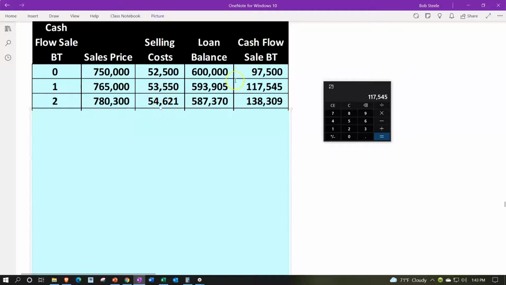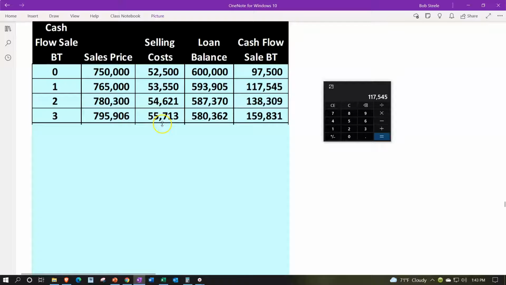So if we didn't sell it in year one, but instead sold it in year two, holding on to it another year, then we're imagining the sales price goes up by another 2% from 765 to 780,300. Costs of selling, we're going to say now increase, 7% of that, 54,621. Loan balance, if I scroll back up and look at the loan balance that would still be outstanding, we'd have to pay off 587,370. Cash flow 138,309.